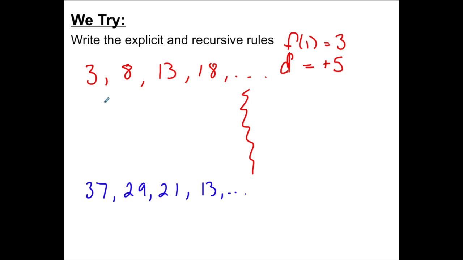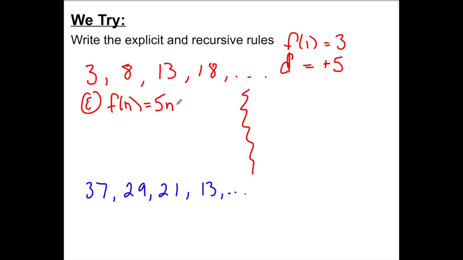All right. So explicit rule first, because it's going up by 5, this is how my explicit rule is going to start. It's got to start with f of n equals 5n.